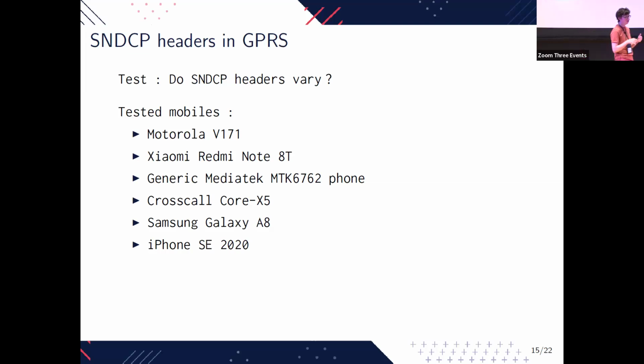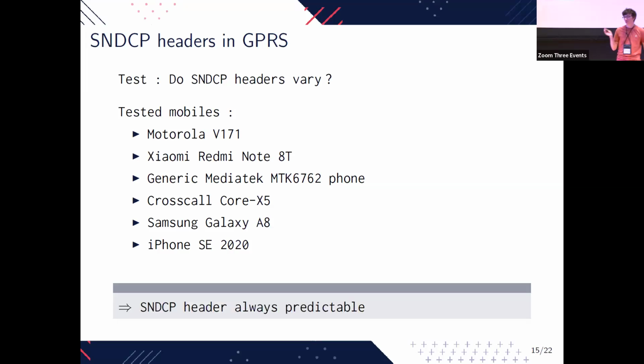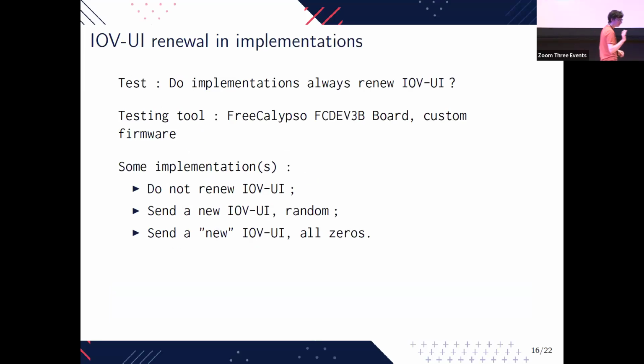Do SNDCP headers vary? We find that they do not, because we have tested all those implementations. You have different brands of smartphones, and different brands of basebands inside those smartphones. In all those cases, the SNDCP headers were the same. So we conclude that they do not change.